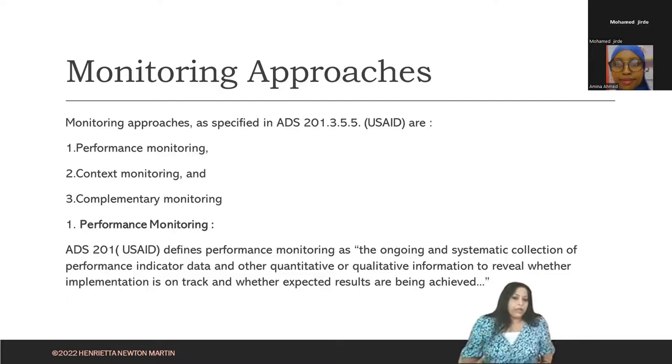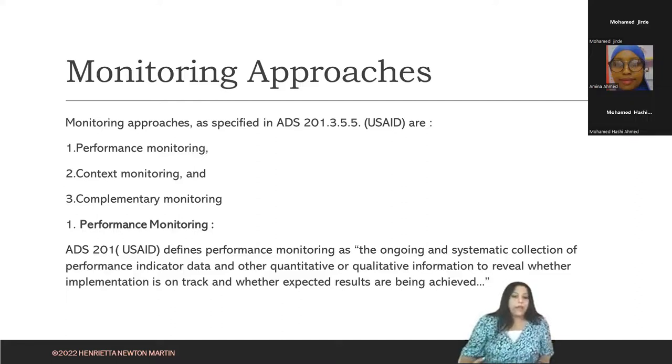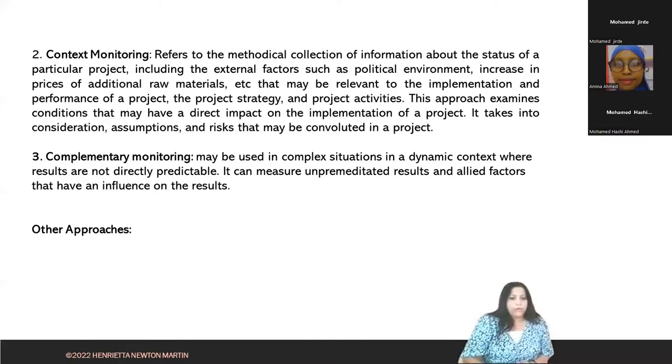Let's see what performance monitoring is. ADS 201 defines performance monitoring as the ongoing and systematic collection of performance indicator data and other quantitative or qualitative information to reveal whether implementation is on track and whether expected results are being achieved. So basically, it is gathering quantitative as well as qualitative information and examining the implementation process to see whether the project is on track, what the status of the project is, and whether the expected results are being achieved, even vis-a-vis the milestones. That is how you monitor performance.